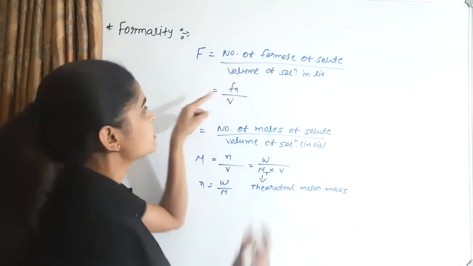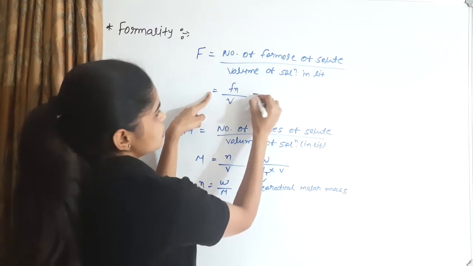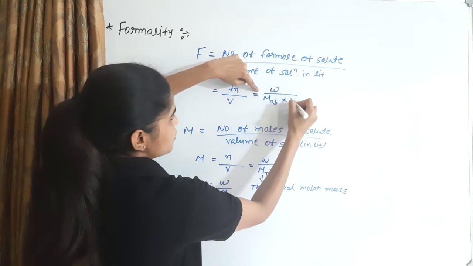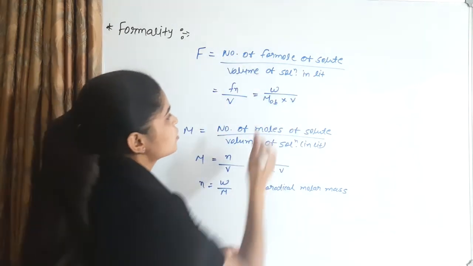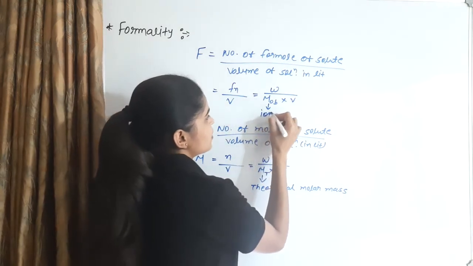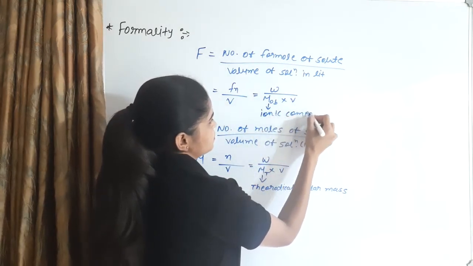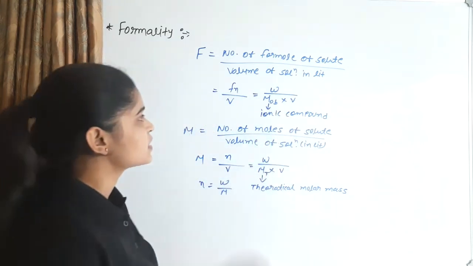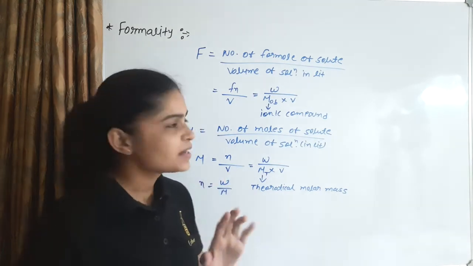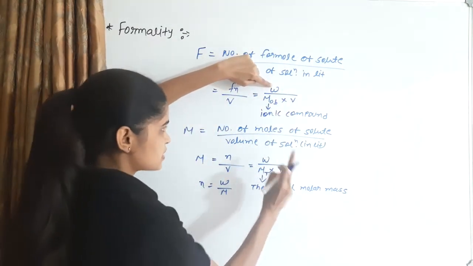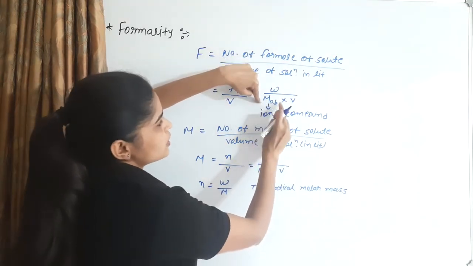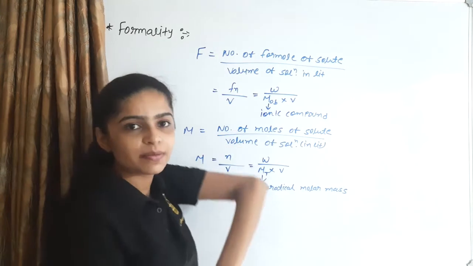But in the formula Fn by V, this is weight upon the observed mass into V. It is the observed molecular mass and it's mainly useful for ionic compounds. Its other name is the observed molecular mass or the formal mass. So the main difference is that the weight is the same and the volume in liters is the same. The only difference is the observed molecular mass and the theoretical molecular mass.